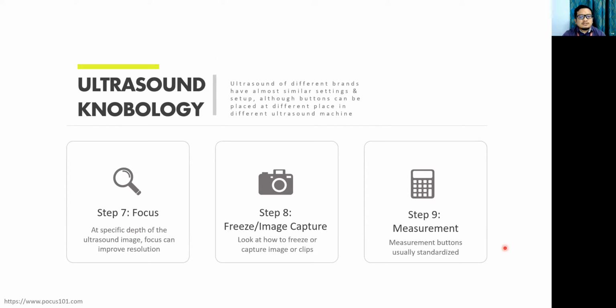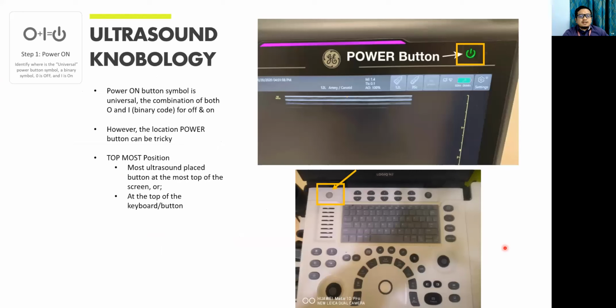Okay, so you can have a very specific depth with which you can improve the image quality. Number eight, you have to know where to freeze an image capture. Okay, number nine, and the last one, you have to know how to do some basic measurement and where to find the buttons. Number one, power on.